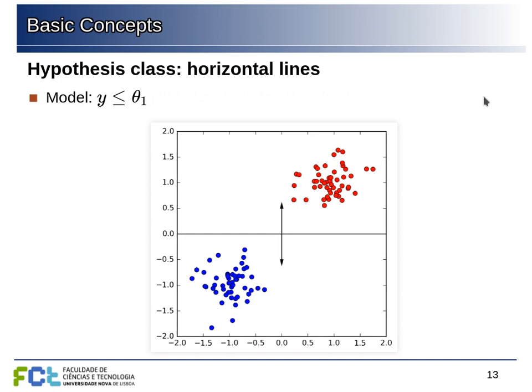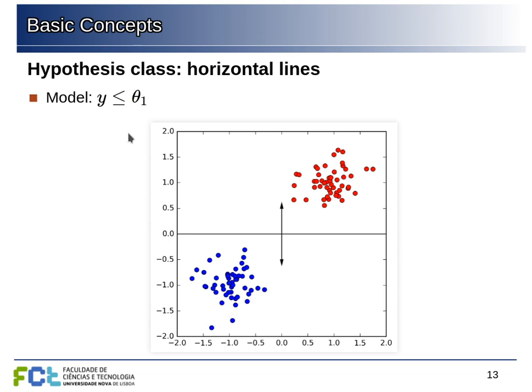So one thing is, we could start with the hypothesis class as being the set of horizontal lines. We could create a model to represent this hypothesis class, and this would be, for example, our model, which tells us that a point is blue if y is below this parameter θ1 here. So by changing the value of θ1, we could be considering lines that are higher or lower as we increase or decrease the value of θ1.